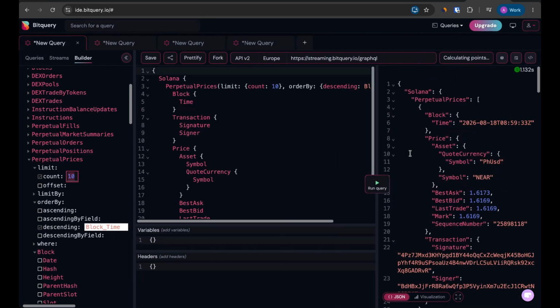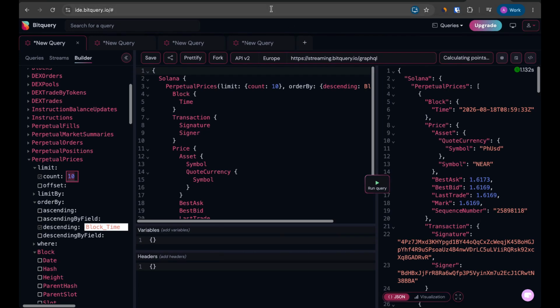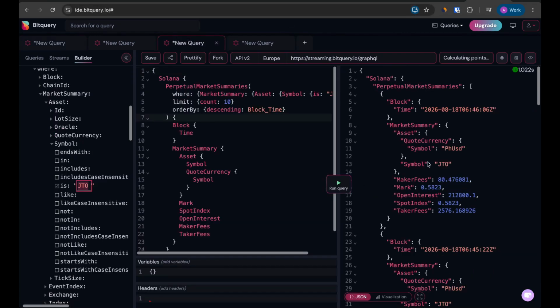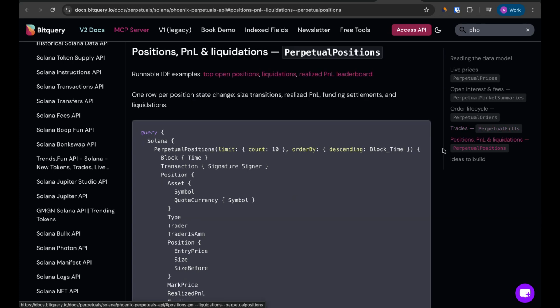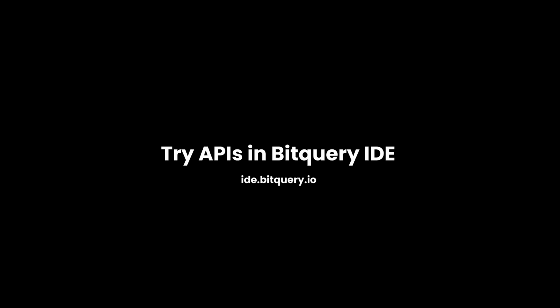That's live prices and open interest on Phoenix Perpetuals, crypto, stocks, and commodities, all on-chain. Next video will cover trades, positions, PNL, and liquidations. All these queries are in the description.